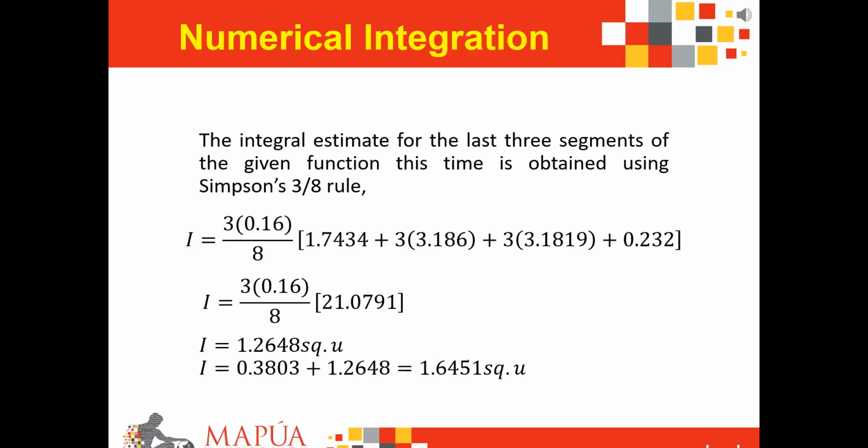Note that when we compositely add their integral values, the total integral estimate from A to B, using the 1/3 and 3/8 rule in tandem, is now estimated to be 1.6451 square units, which in this case would turn out to be more accurate than the one if you use the trapezoidal rule for n equal to 5. This ends Module 3, Lesson 3.